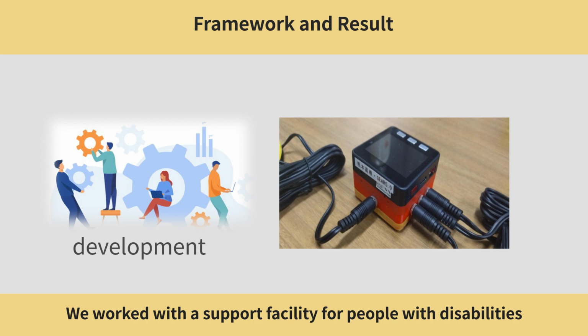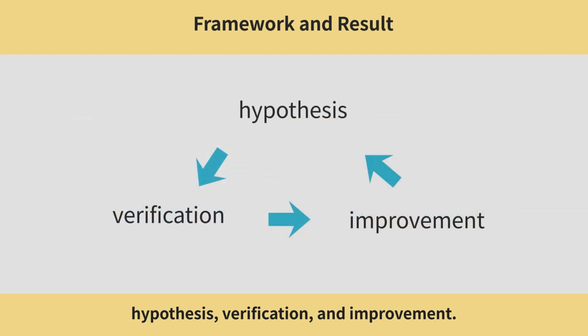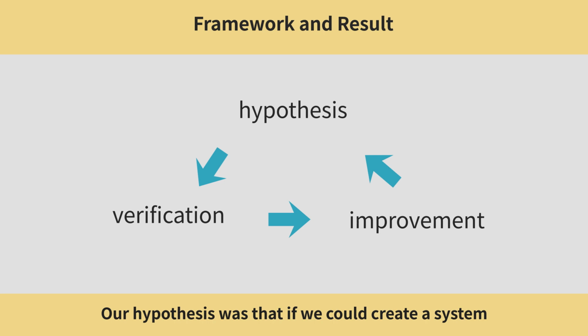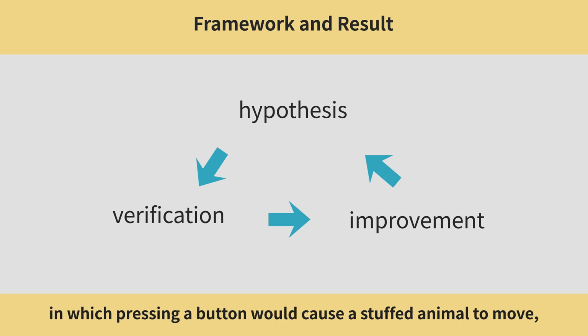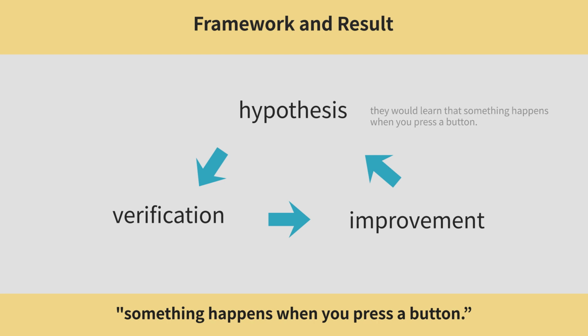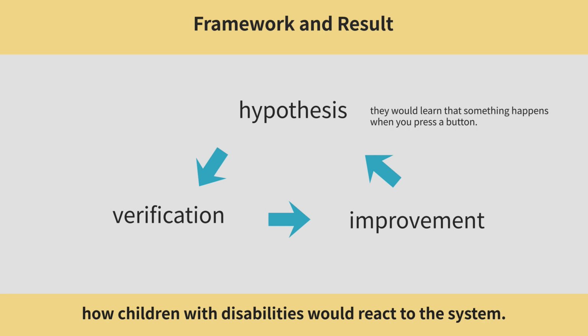We worked with a support facility for people with disabilities and implemented the system in the following order: hypothesis, verification, and improvement. We were asked to create something that would help children with disabilities learn cause and effect relationships. Our hypothesis was that if we could create a system in which pressing a button would cause a stuffed animal to move, they would learn the cause and effect relationship of something happens when you press a button. Based on this hypothesis, we tested how children with disabilities would react to the system.